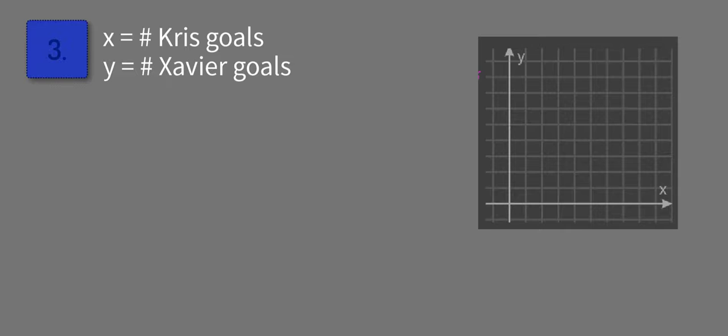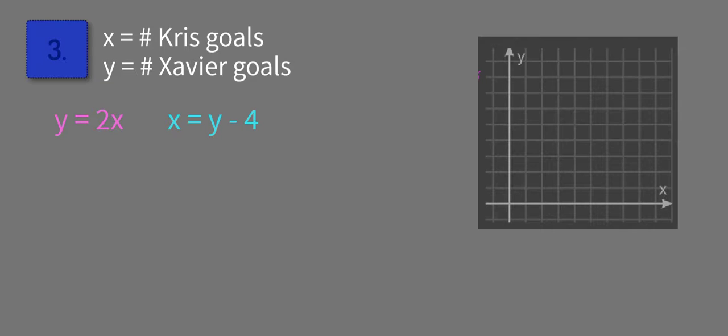So let's just let, like we said, x equals the number of Chris goals, y equals the number of Xavier goals. So we know that Xavier scored twice as many goals as Chris. So y equals 2x. And we also know that Chris scored 4 fewer goals than Xavier. So y equals the number of Xavier goals. We're given that Chris scored 4 fewer goals than Xavier. So x equals the number of Xavier goals, y, minus 4.